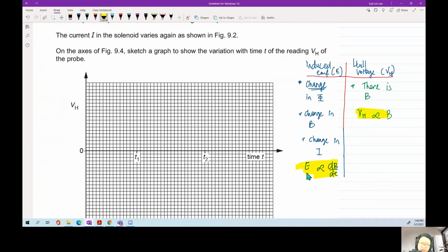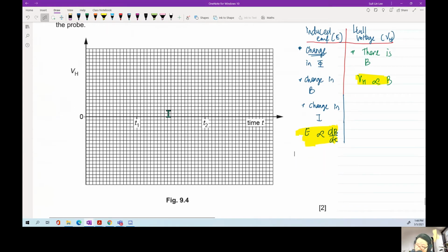So in this case, if I want to draw the variation of VH, you just need to ask yourself, is there a magnetic field? If there's a magnetic field, there's a reading. If there's no magnetic field, there's no reading. That's all. So there will be a magnetic field if there is current. So where is there current? Current will begin to start here and go to maximum here. It really doesn't matter what the value is. We're just looking for the shape.